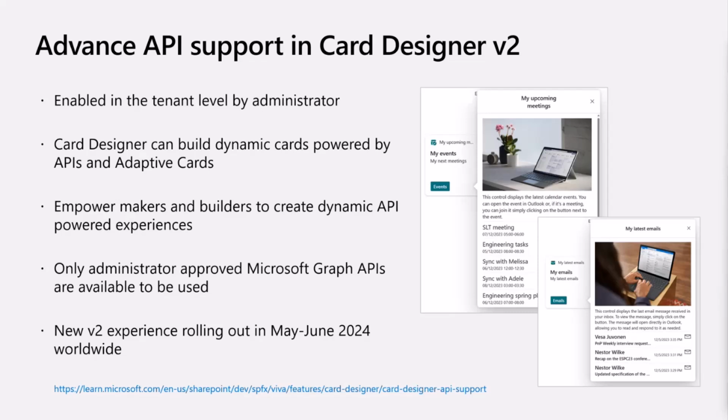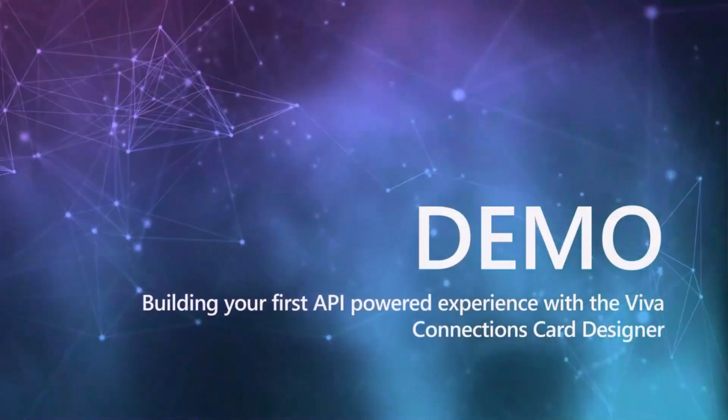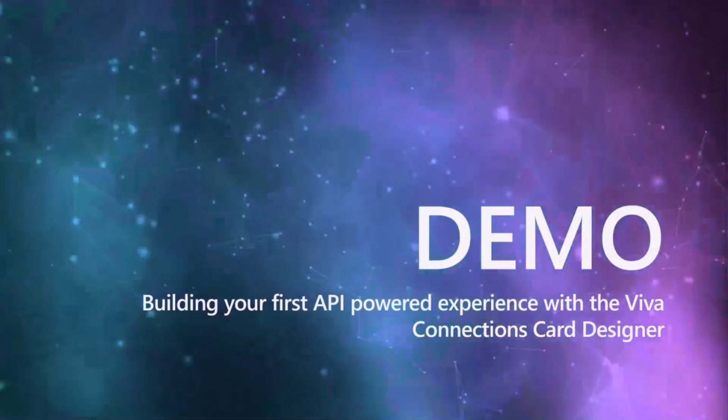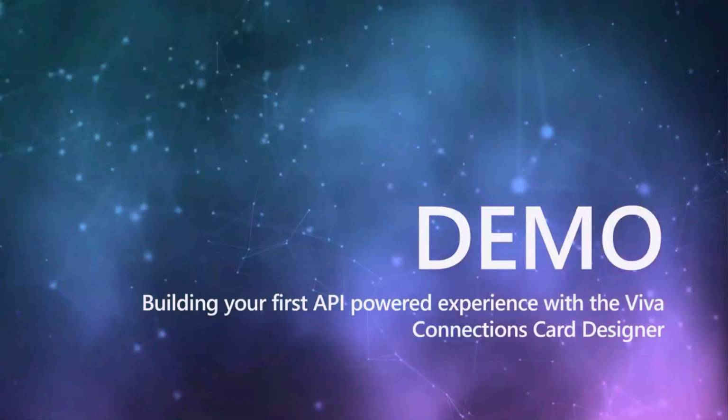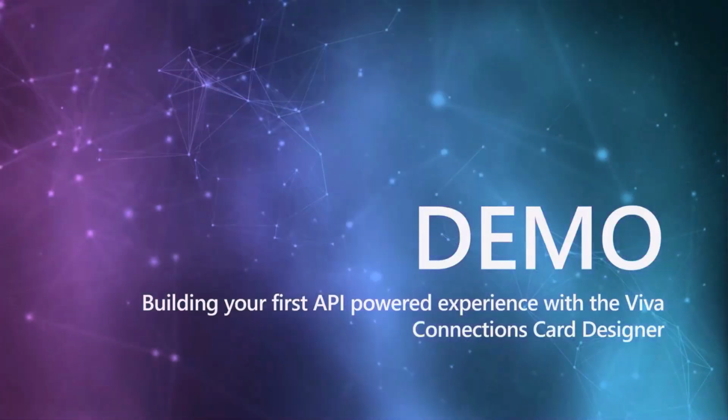So hitting an API endpoint and surfacing relevant information, depending on what the use case is, whatever you have. Now, only administrator-approved Microsoft Graph APIs are available to be used. So there is an admin-level approval on the API level as well, so you can control which of those APIs are available. And like I said, the V2 experience is rolling out in May, June 2024 worldwide. Now, let's actually have a live demo of that. So we can walk through the different options and capabilities and also assets which are available for you to take advantage of.